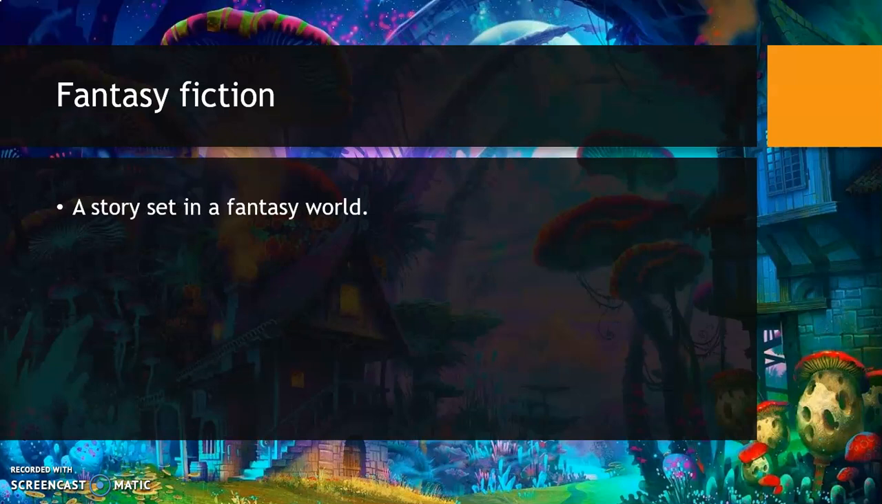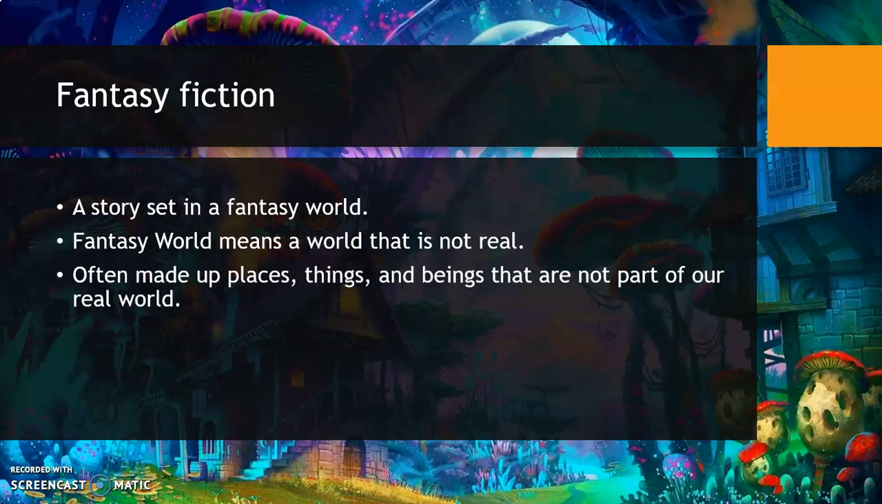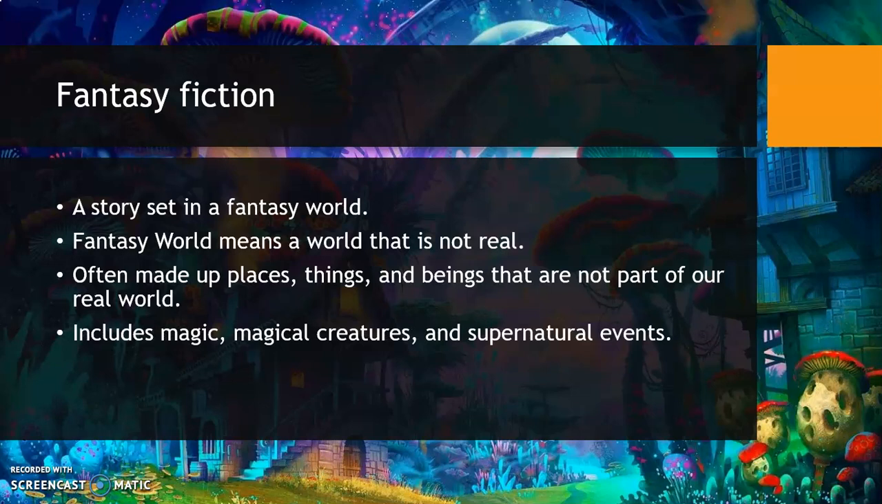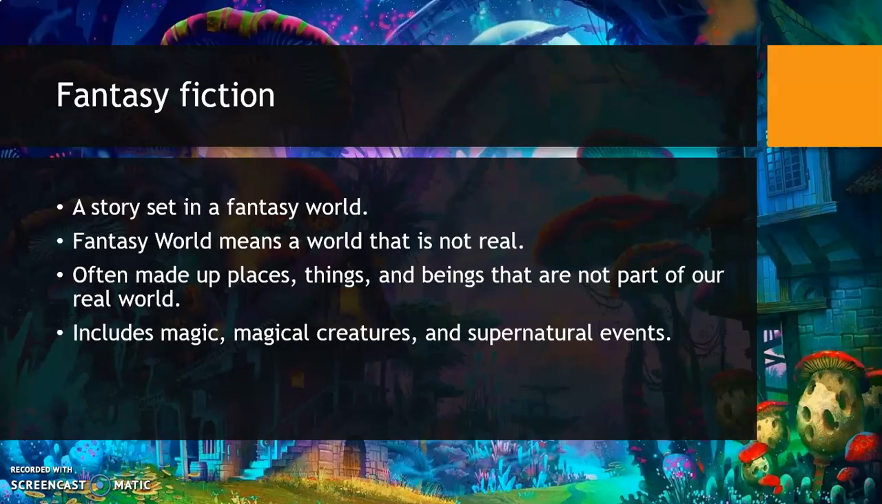Now another type of fiction is fantasy fiction. This genre contains a story set in a fantasy world. Fantasy world means a world that is not real and often has made up places, things, and beings that are not part of the real world. It also includes magic, magical creatures, and supernatural events. Fantasy fiction often has people, animals, and creatures that have magical powers.